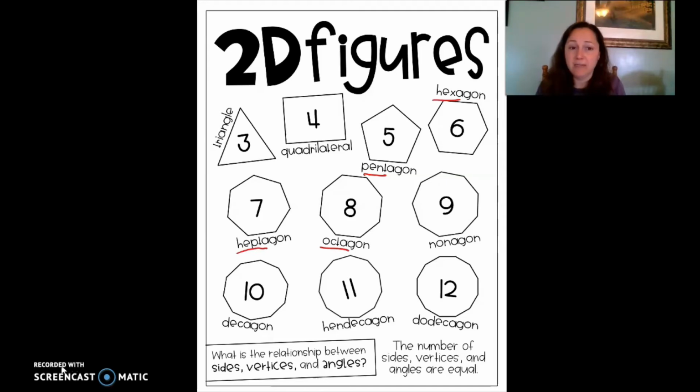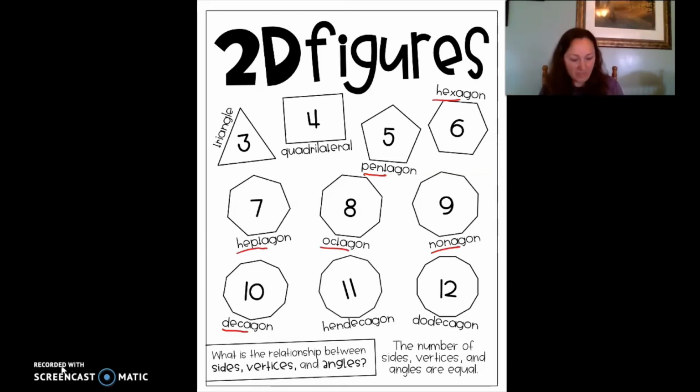A nonagon has 9 sides. When we look at the word deca, we might think of the word decade. A decade is 10 years, and a decagon has 10 sides. Now, these are new ones to me. Actually, I didn't know these either.